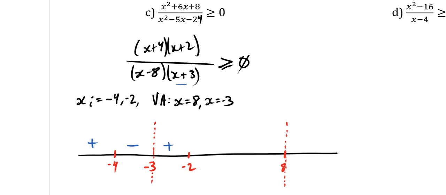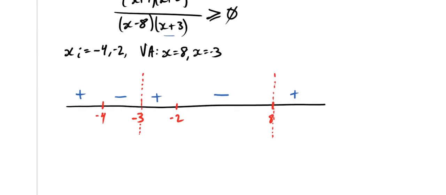Now I can pick 0. So 0 means I've got 4 and 2 and negative 8 and 3, so I've got 1 negative overall, so that one's negative. And then if I pick a big positive number, they're all positive. If I pick 10, even 10 minus 8 is positive, so this one's going to be positive. So I got a lot of intervals here.